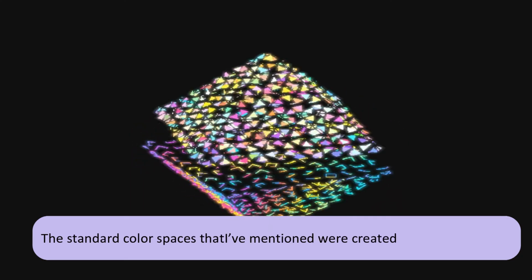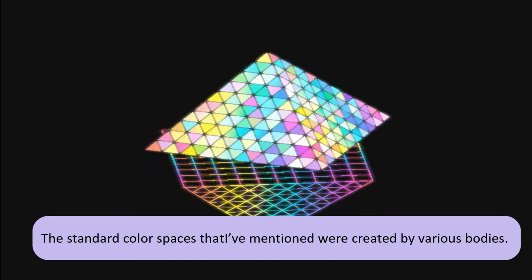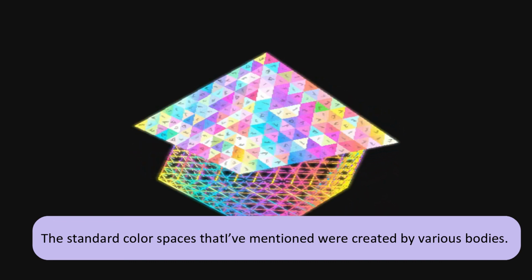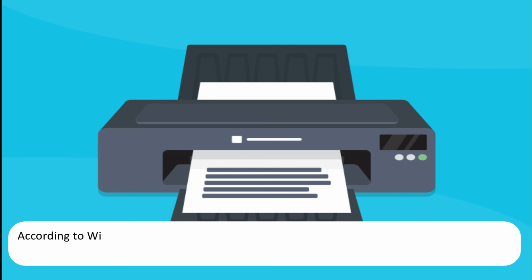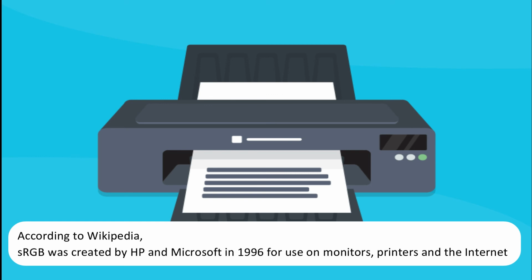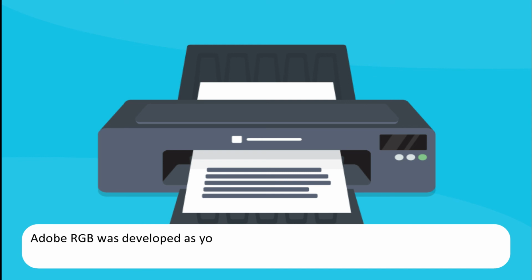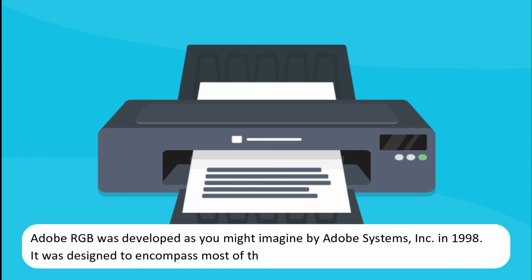The standard color spaces that I've mentioned were created by various bodies. According to Wikipedia, sRGB was created by HP and Microsoft in 1996 for use on monitors, printers, and the Internet. Adobe RGB was developed, as you might imagine, by Adobe Systems in 1998. It was designed to encompass most of the colors achievable on CMYK color printers.